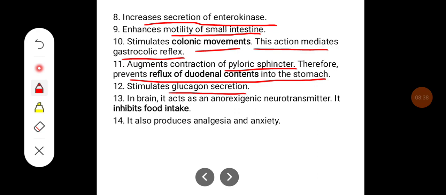In the brain, it acts as an anorexigenic neurotransmitter. It inhibits the food intake. It also produces analgesia and anxiety.